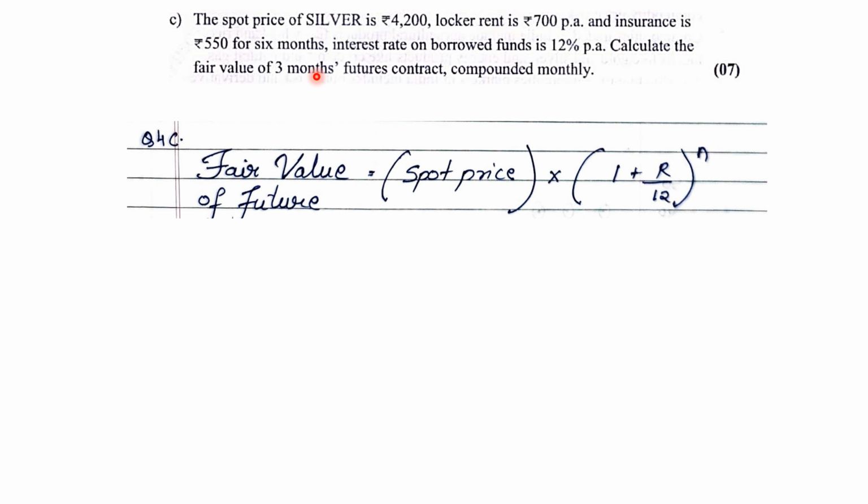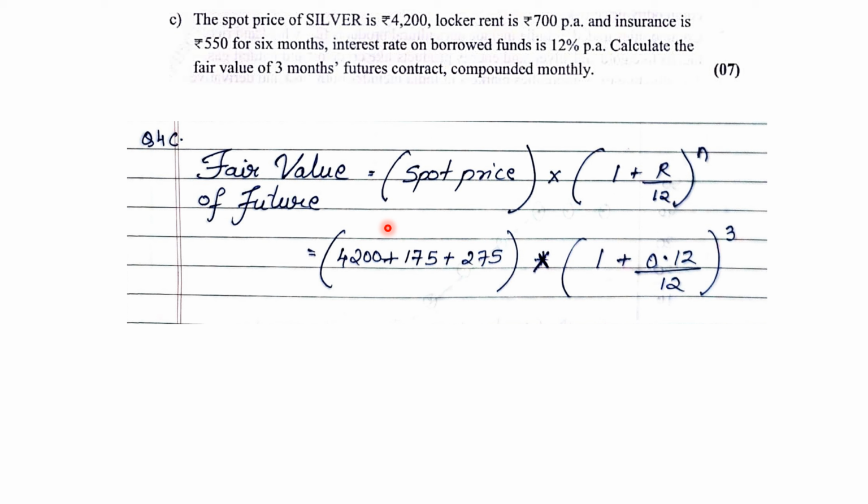Locker rent, now see, it's a 3 months future contract. 700 per annum, so it will be 700 into 3 divided by 12. And insurance is for 6 months, so 550 into 3 divided by 6. We only need it for 3 months, okay? So we get 4,200 plus 175, that is 700 into 3 divided by 12, and insurance is 275, which is half of 550, because for 6 months we only need 3 months.